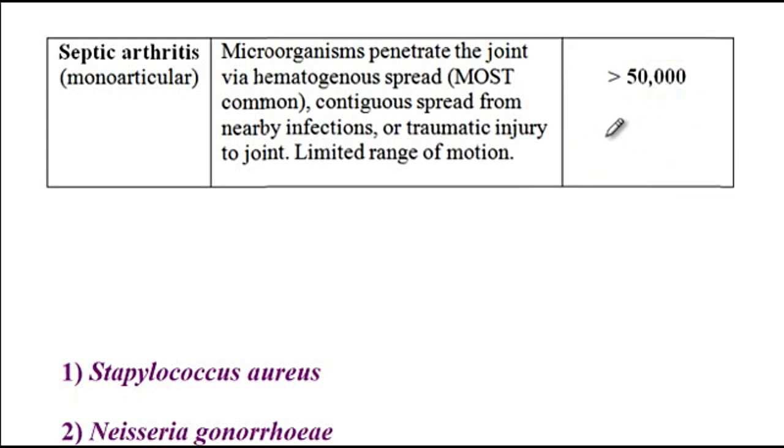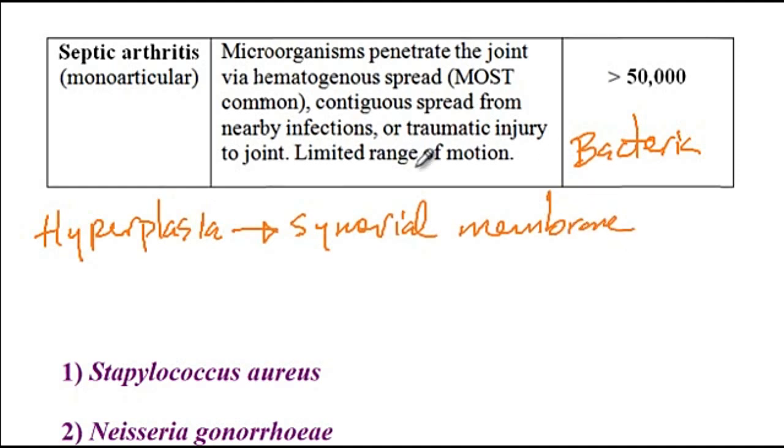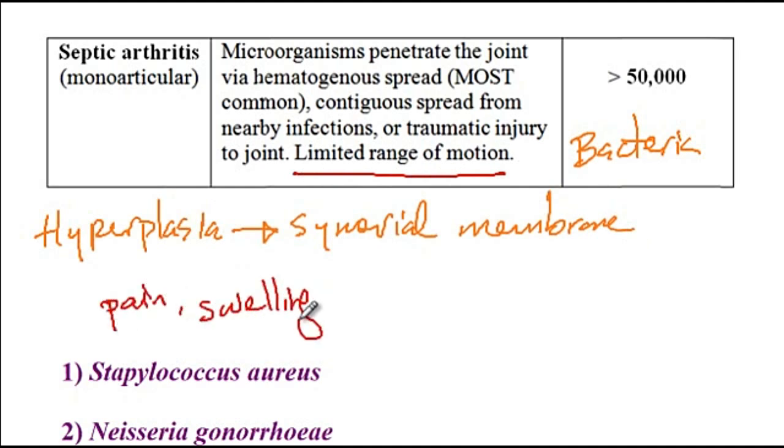And then the infection can be caused by bacteria as well as the fungi or mycobacteria, but it's usually bacteria that is the most common cause of the septic arthritis. So once bacteria enters the joint space, it will cause acute inflammatory reaction inside the synovial membrane, as a consequence of which there would be hyperplasia of the cells that are lining the synovial membrane. And so therefore, these patients present with limited range of motion in addition to pain, swelling, as well as warmth over the joint.